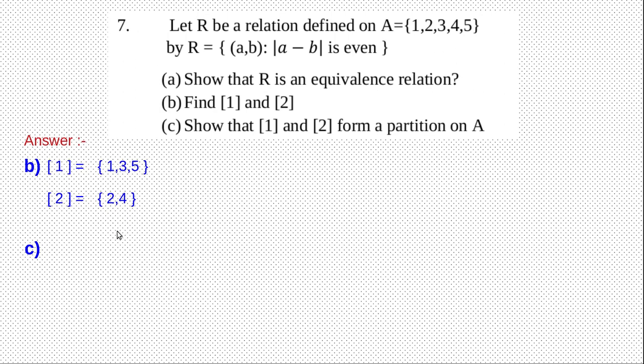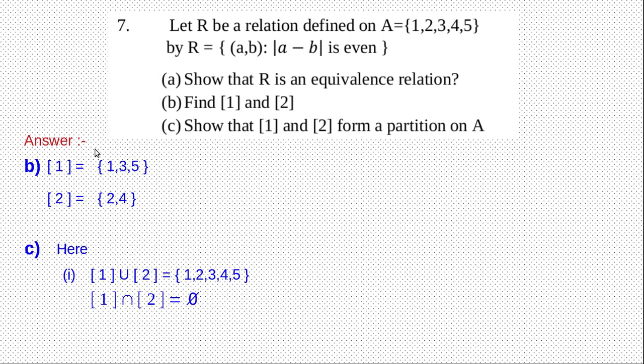For that, first we are going to prove that the union of these two sets is equal to A. What is the union? Class 1 union class 2 equals 1, 2, 3, 4, 5. That is equal to A. That is, the union equals A. What about the intersection? Is there any element common? No, there are no common elements. Therefore, the intersection, class 1 intersection class 2, is an empty set. Therefore, one condition is over.